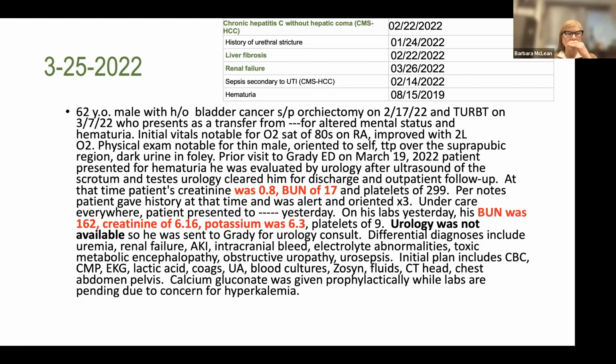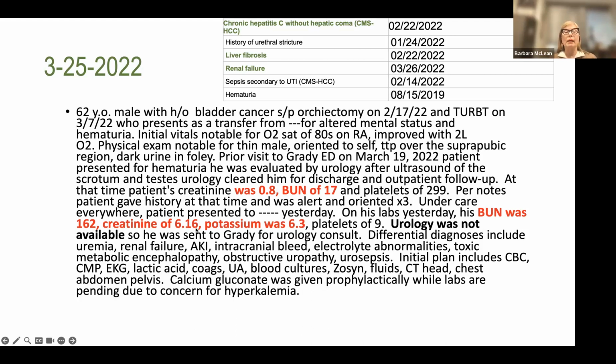I'm sorry, I said skilled nursing facility, but I didn't mean that. It was like an outpatient medical center. They're the ones who sent him back to us. But what was really important, March 19th, 2022, we're now at 3/25/2022, 6 days later. March 19th, his creatinine was 0.8, his BUN was 17, and his platelets were 299. Now when he goes to this clinic, his BUN is 162 and his creatinine is 6.16.